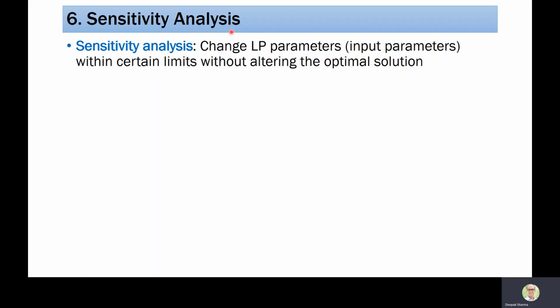Now I'm moving to another section, which is called sensitivity analysis. First of all, we have to understand what we mean by that. Sensitivity analysis means we are going to change the LP parameters, those are called input parameters, within certain limits without altering the optimum.